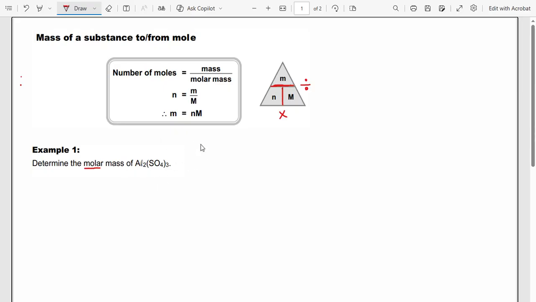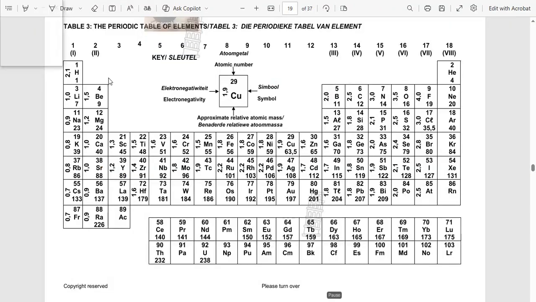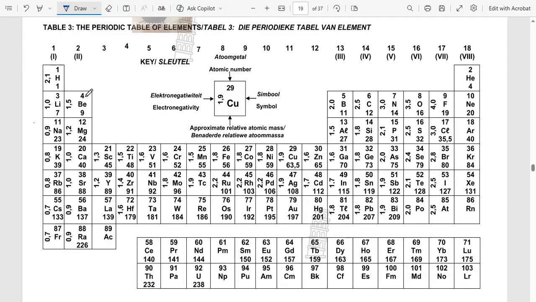First things first, we need to find the molar mass. We need to use the periodic table to find the molar mass. I'll show you the periodic table now. This is how the periodic table will look, and I'll definitely give you this in an exam. So we are looking for aluminium sulfate. Just look at Al and locate that on your periodic table.